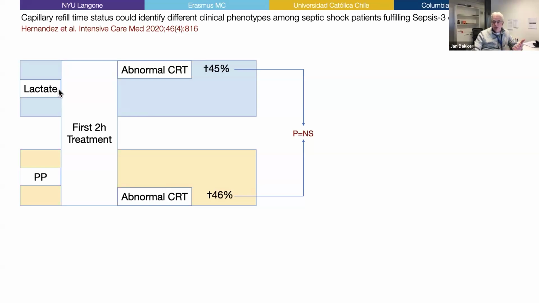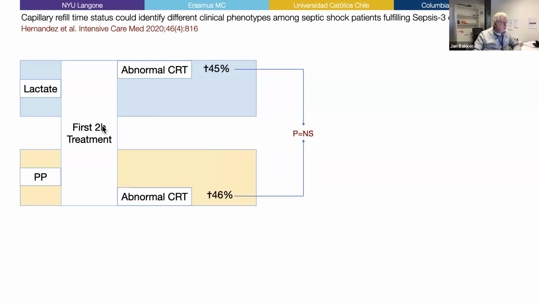And this resuscitation was, of course, aimed to increase oxygen delivery and blood pressure. And then we looked at abnormal capillary refill time after 2 hours in both groups. And as you can see, no difference in mortality. So if you treated peripheral perfusion, tried to improve capillary refill time and failed, if you tried to decrease lactate and you failed, and you had abnormal capillary refill, it didn't make any difference.